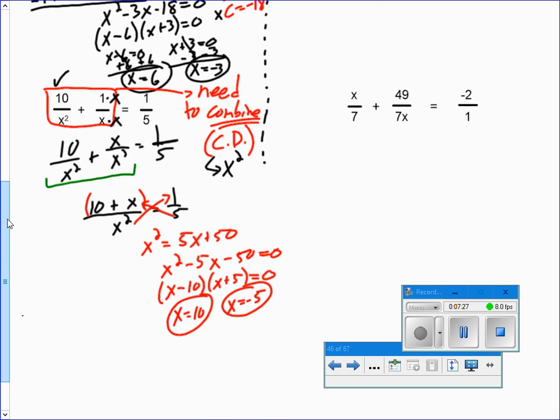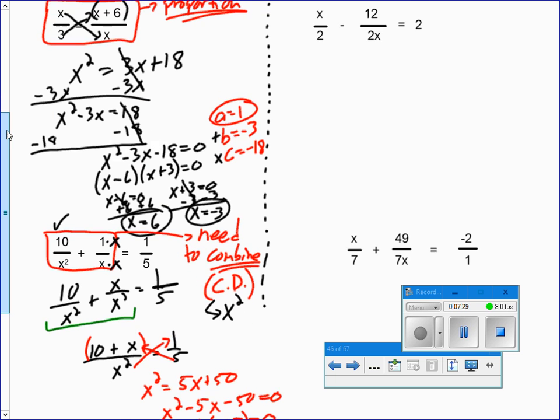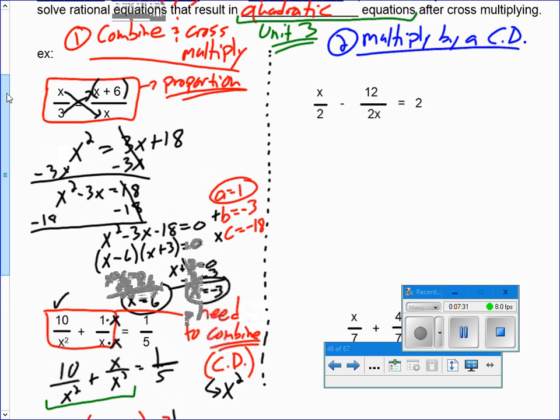So now we're going to go through the other way, which is where we actually multiply the whole equation by a common denominator. This one on the top right, x over 2 minus 12 over 2x equals 2, which just for good measure we can put over 1 so we have all fractions.